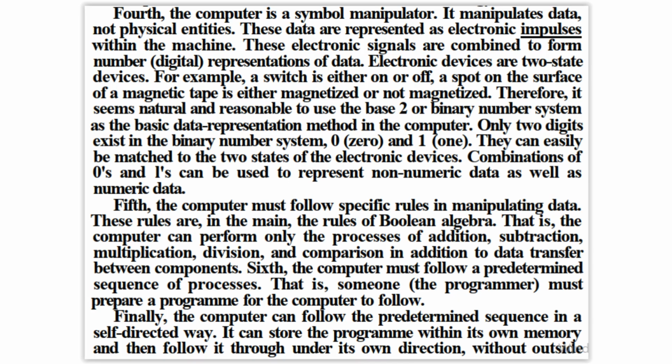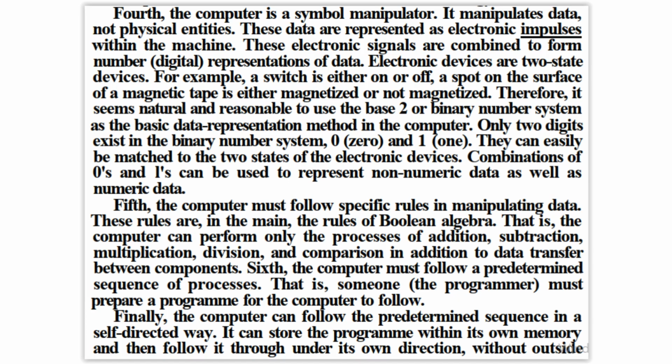These electronic signals are combined to form numbered digital representations of data. Electronic devices are two-state devices. For example, a switch is either on or off. A spot on the surface of a magnetic tape is either magnetized or not magnetized. Therefore, it seems natural and reasonable to use the base 2 or binary number system as the basic data representation method in the computer. Only two digits exist in the binary number system, 0 and 1. They can easily be matched to the two states of the electronic devices. Combinations of zeros and ones can be used to represent non-numeric data as well as numeric data.